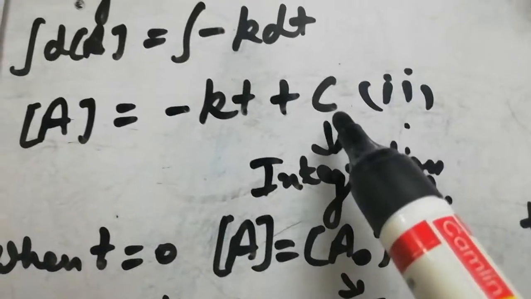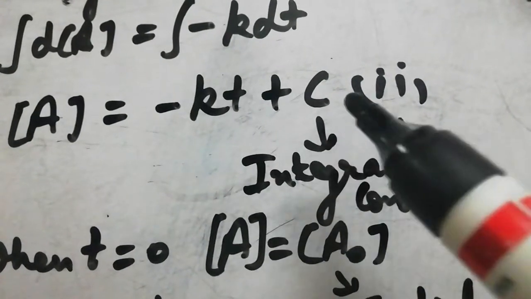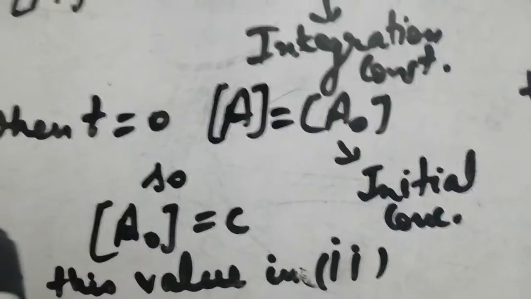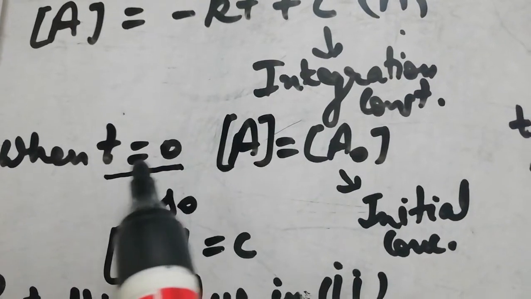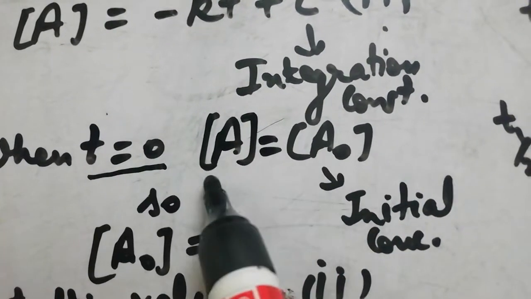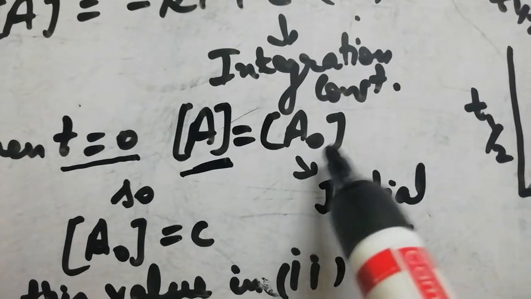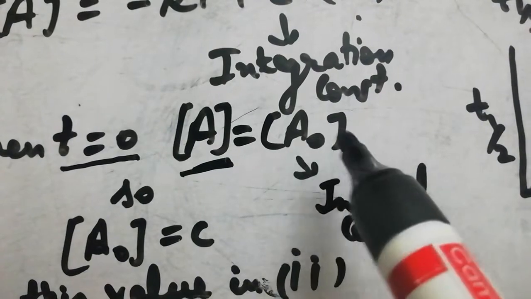So as soon as the integration constant is introduced, we have to find the value of C. So we will apply the same condition as earlier. When time, that is t, is equal to 0. 0 time means when the reaction is not started. So concentration of reactant A is equal to initial concentration. Let us suppose that initial concentration of reactant A is A naught.